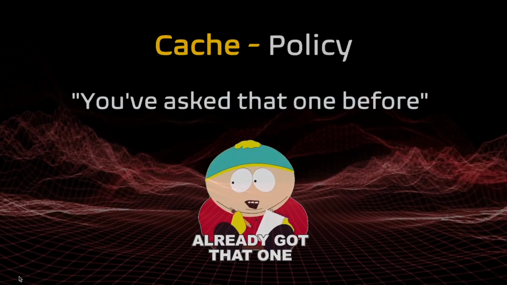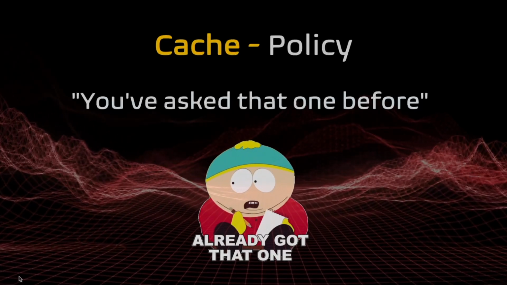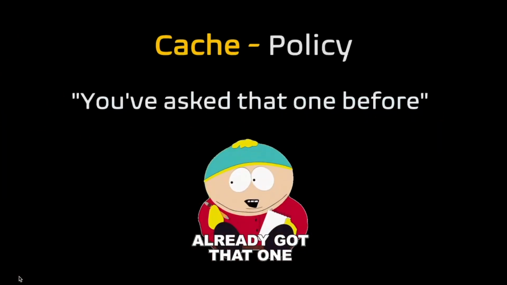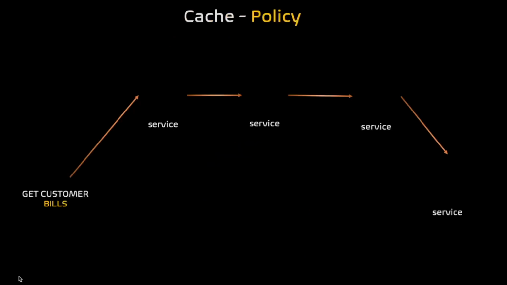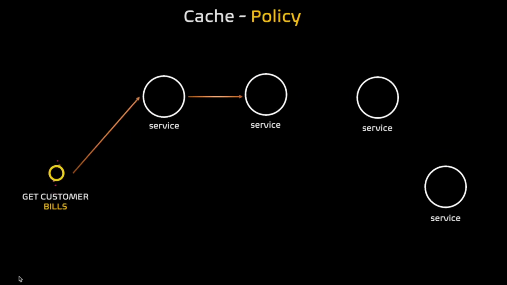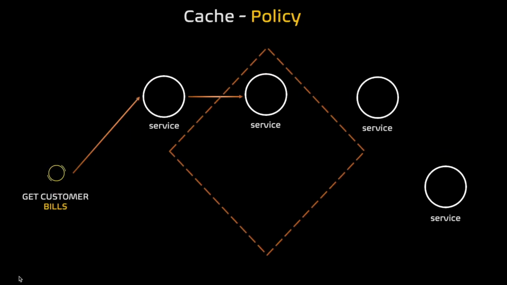The next policy is cache. This policy is the most used with Polly in production because it offers caching data for a period of time to avoid calculating something that doesn't frequently change. To see this in an example, we assume that we have this call that runs through multiple services. Instead of calling a service that doesn't frequently change, we can cache its data for a period of time. Let's see this in code.